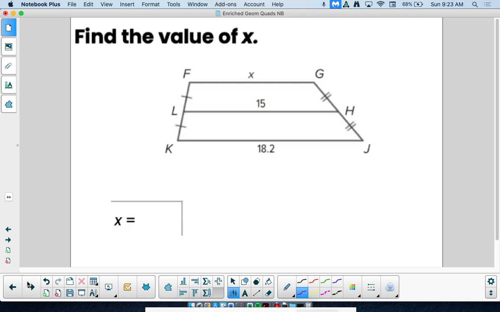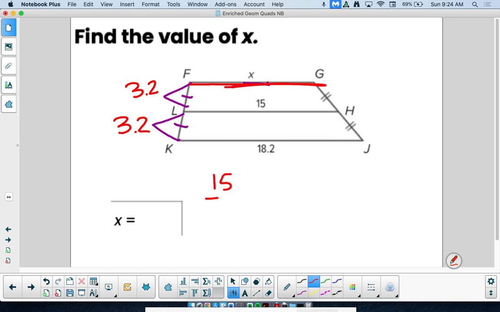Next one's a little different. This time we're given our mid-segment and one of our bases, and we're looking for a missing base. There's a couple ways you could do it. You could plug into the formula and solve for it that way. Or you can just kind of skip count, right? I know that these two distances have to be the same because of those tick marks. So what's the difference between 18.2 and 15? 3.2, right? And we're just skip counting. So I have to go 3.2 more away from 15 to get up here, right? So what's 15 minus 3.2? That's 11.8.